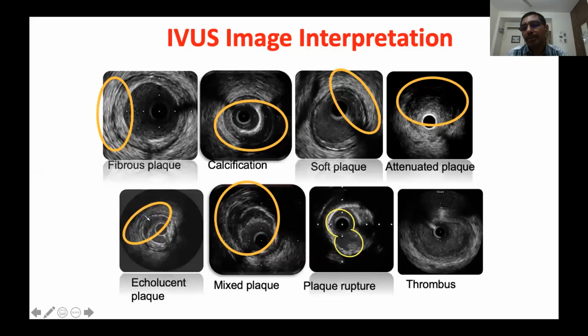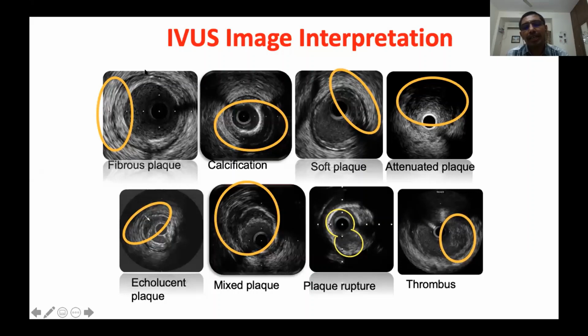And the next one, you can see a structure which is an intraluminal, freely mobile mass with a clear separation from the intimal layer. So this is your typical IVUS appearance of thrombus. So this completes the basic interpretation of different morphologies.